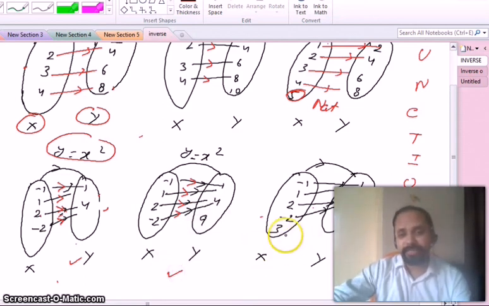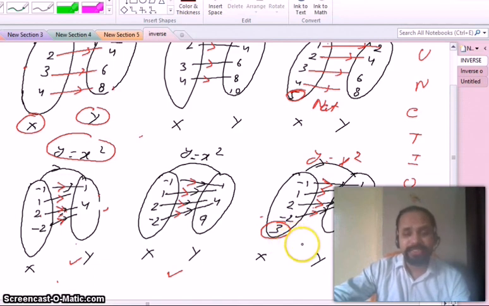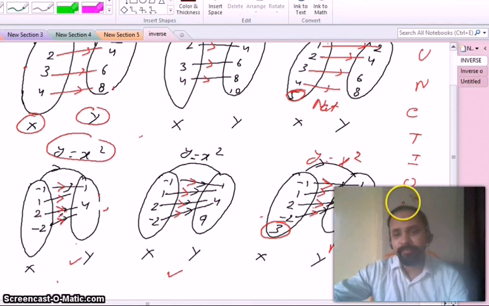And next, the last example, if x is minus 1, then y is 1. The same function is here, y equals x square. x is 1, then y is 1; 2 then 4; minus 2 then 4. But again 3 is the element whose image is not present. That means for this it is not a function. Okay, so this was the basic criteria of a function.